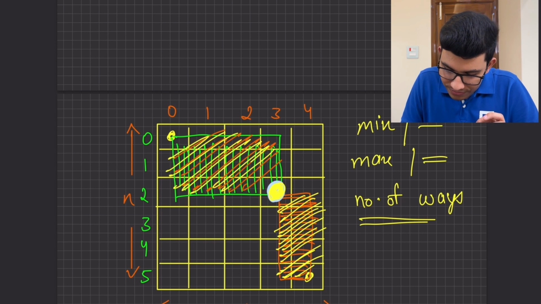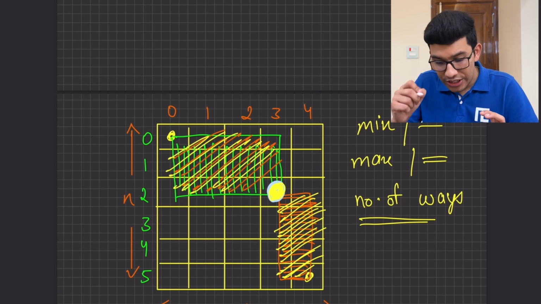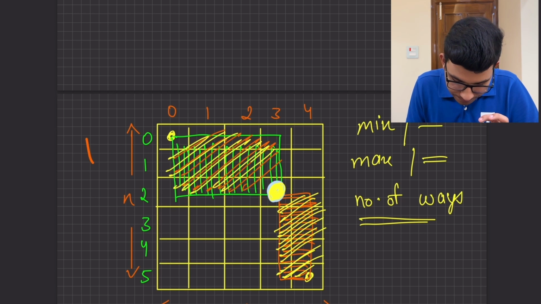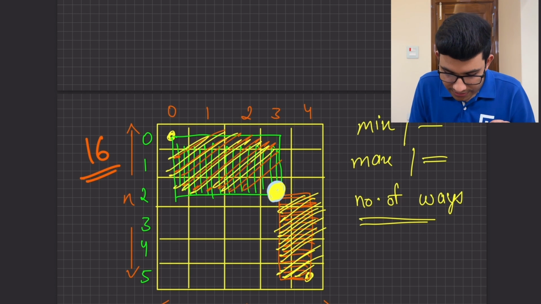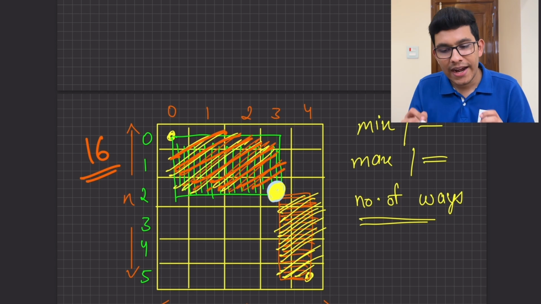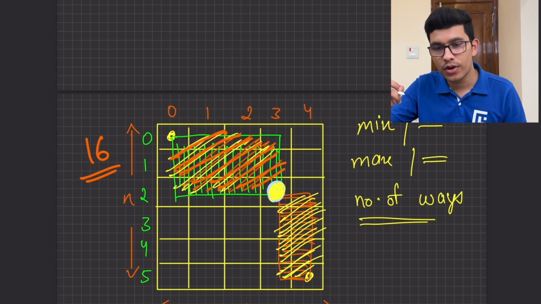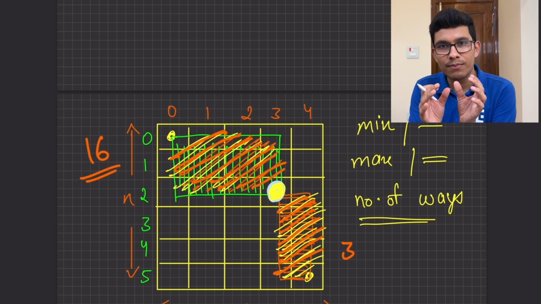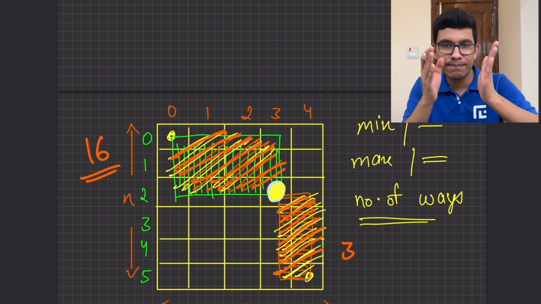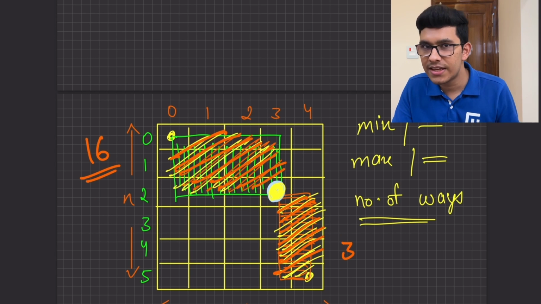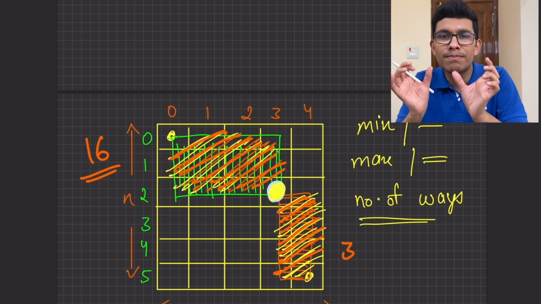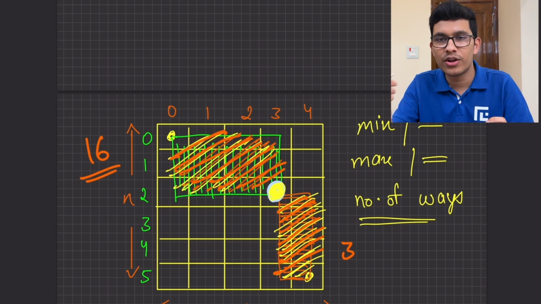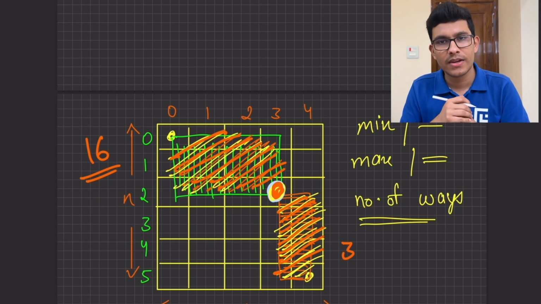Let's suppose I told you that the number of ways to go from 0, 0 to I, j is 16. And let's suppose I told you that the number of ways to go from I, j to n minus 1, m minus 1 is just, let's suppose, 3. Can I say the total number of ways which include this checkpoint is simply going to be 16 into 3? Yes. So the same thing follows. You will just multiply both of these DP states to get your answer for this checkpoint.